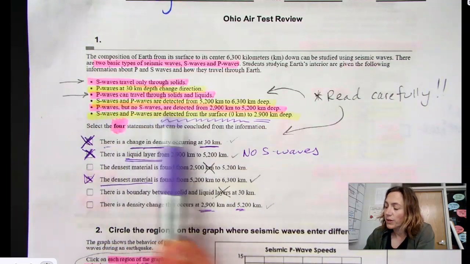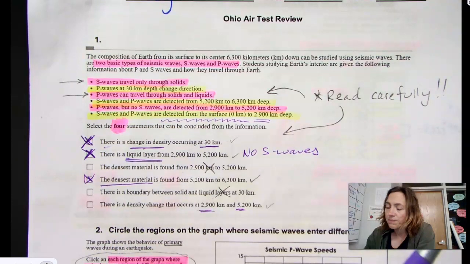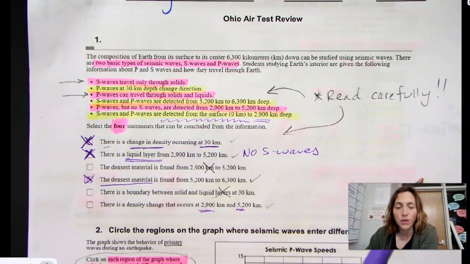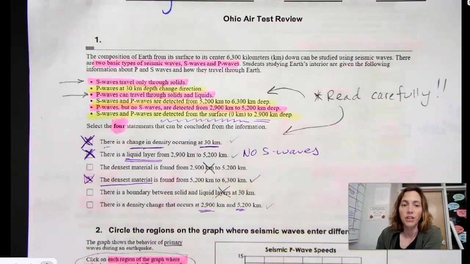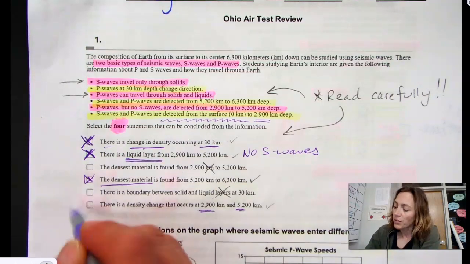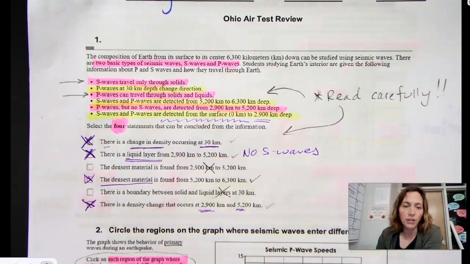P waves, but no S waves are detected. That means that there is going to be a density change because we have a phase of matter change. We have a liquid to a solid, excuse me. So density is changing, and we see direction change.